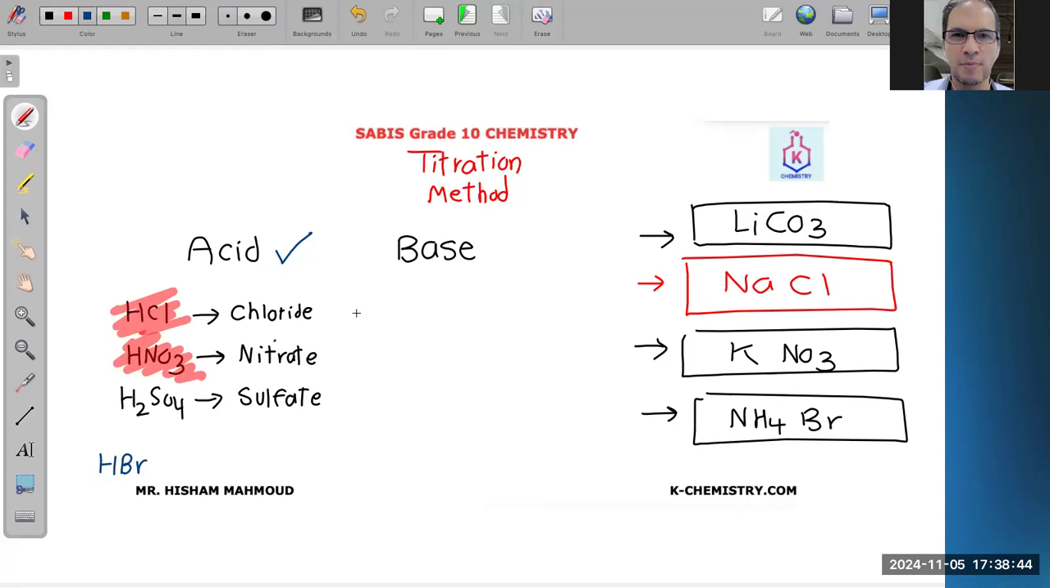What about the base? The base is very easy because I can see that the base is made from mainly a metal. And we already took this in the reactions of the acids. Do you remember when we explained the reactions of the acids? The acids has to react. So this is the base. Let's make it with a different color.